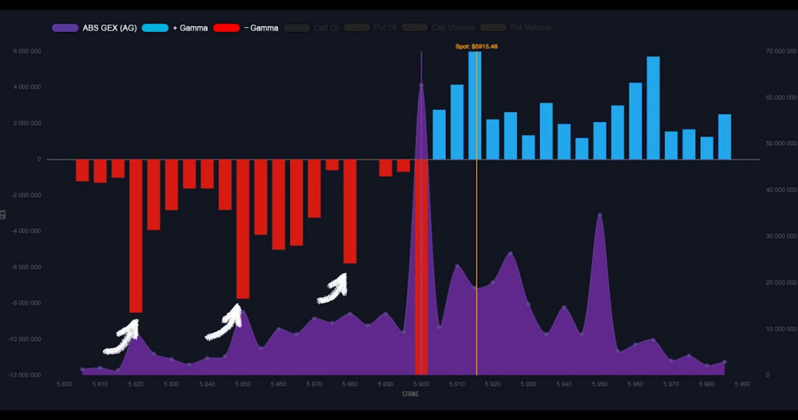but if the breakdown takes place, we know the levels to which the price may fall. On the other hand, when the 5,915 level broke through, we could single out the 5,950 level as a growth benchmark, which is the second largest surge in absolute gamma, and an even more ambitious target of 5,965, which is a large positive gamma value.